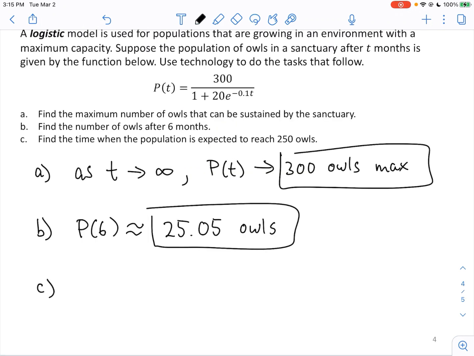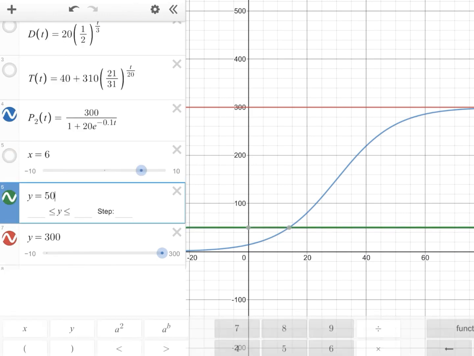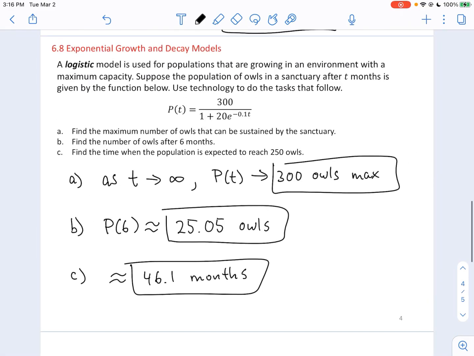And then question C, though, is find the time when the population is expected to reach 250 owls. Let's do a horizontal line at 250. That looks like about 46 months. Okay, and there's how we can analyze a logistic model. And that wraps up our examples of exponential growth and decay models.